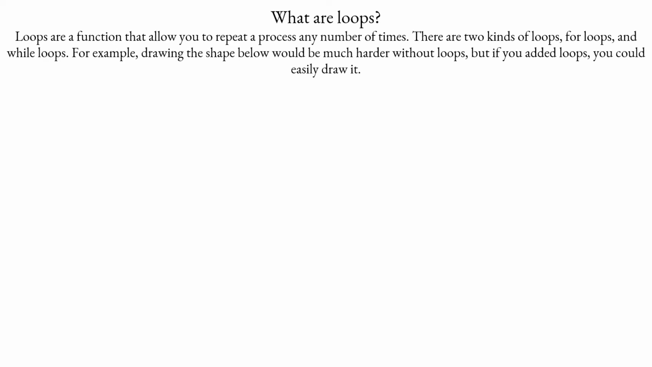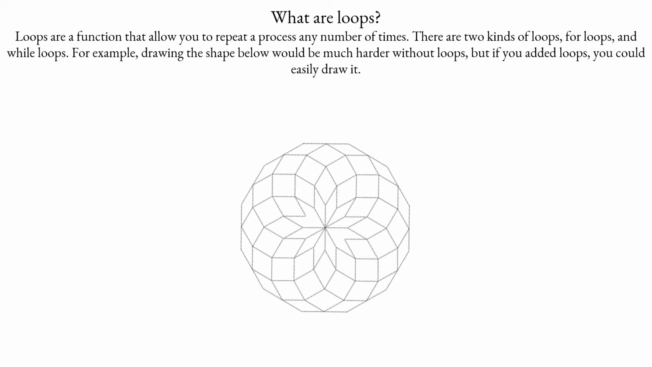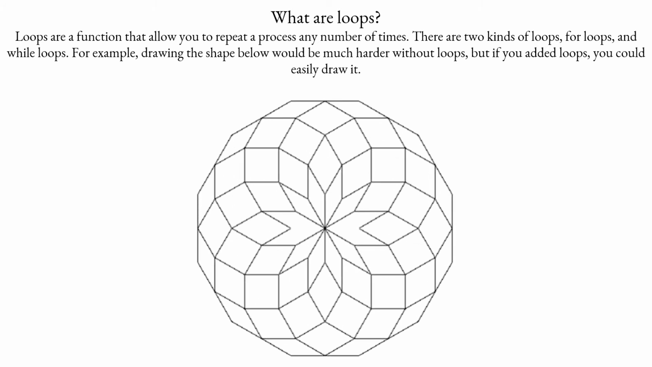So what are loops? Loops are a function that allow you to repeat a process any number of times. There are two kinds of loops, for loops and while loops. For example, drawing the shape below would be much harder without loops, but if you added loops, you could easily draw it.